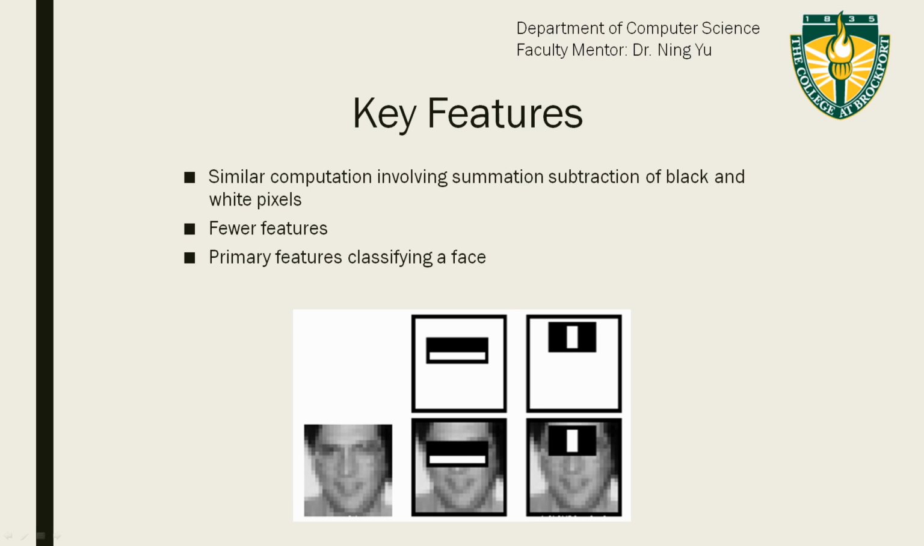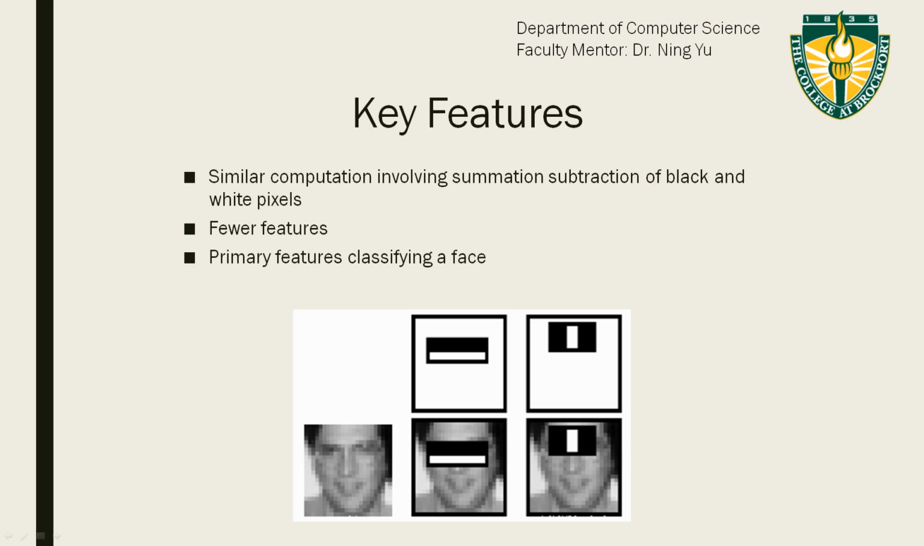So this leads me to want to talk about the key Haar features. This is going to be a similar computation because it's still the summation of the subtraction of the black and white pixels, but it's primarily associated with these parts of the face. If you look at the pictures down here, at this person's face, right above the eyes is typically darker than right below. This is a simplified version, but this is a Haar feature.